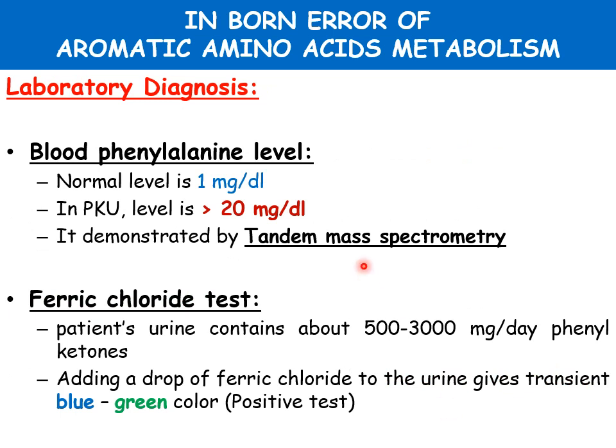Laboratory diagnosis. The normal level of phenylalanine in blood is 1 milligram per deciliter, but in a patient with PKU, the level increases up to 20 milligram per deciliter, and this is demonstrated by tandem mass spectrometry. There is a spot test, the ferric chloride test, in which the patient's urine contains about 500 to 3000 milligram per day of phenylketones in PKU. If we add a drop of ferric chloride to the urine, it gives a transient blue or green color, suggestive of the presence of phenylketones in the urine.